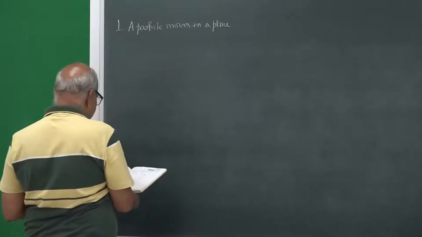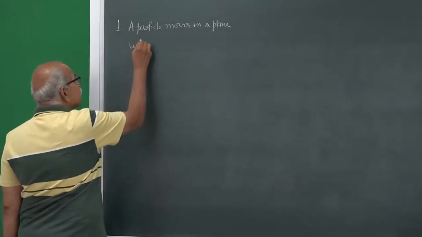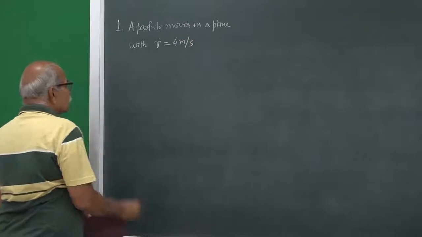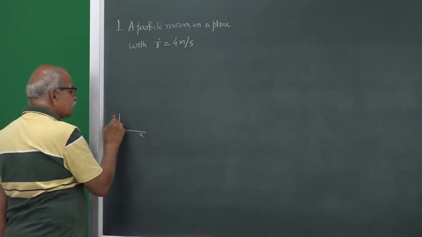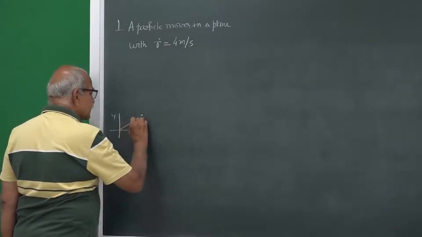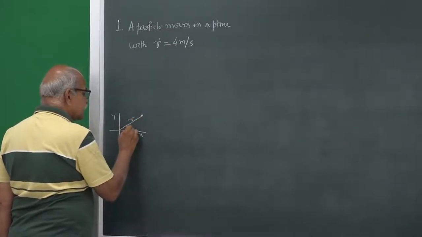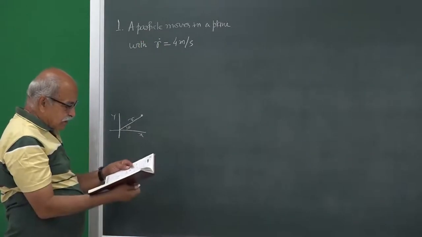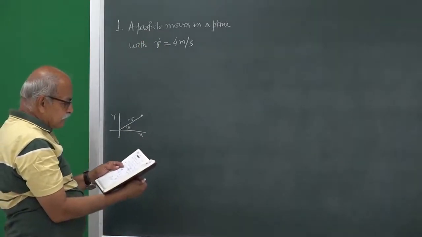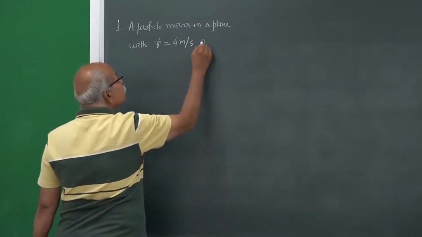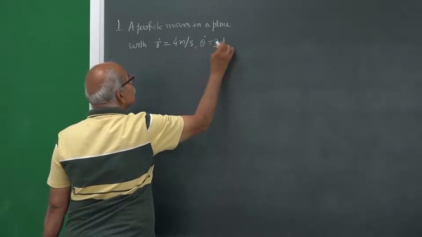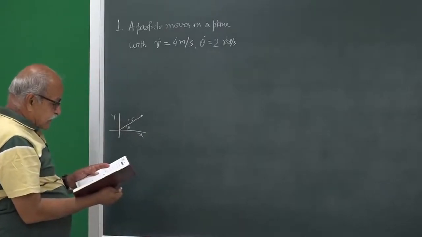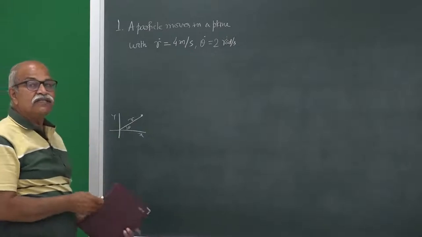So a particle moves in a plane with standard notations, r dot is equal to 4 meter per second, and you know what is r and what is theta. This is x axis, this is y axis, this is the position of the particle, then this distance is r and this angle is theta. These are the plane polar coordinates. So r dot, dot means d/dt, d/dt of r is 4 meter per second, and theta dot is 2 radian per second. So this is the data given, and you are asked to find the velocity and acceleration of this particle.